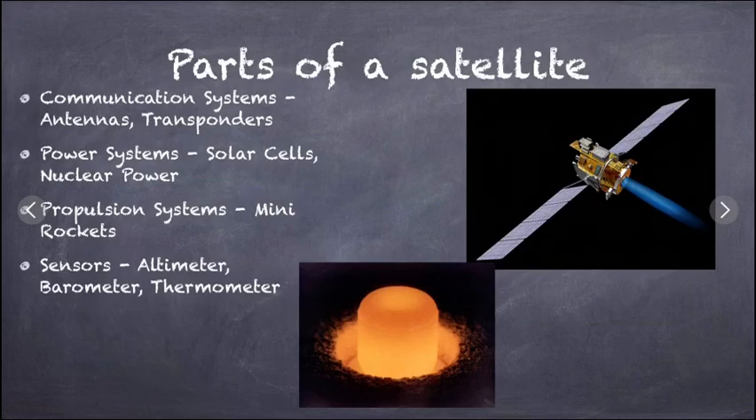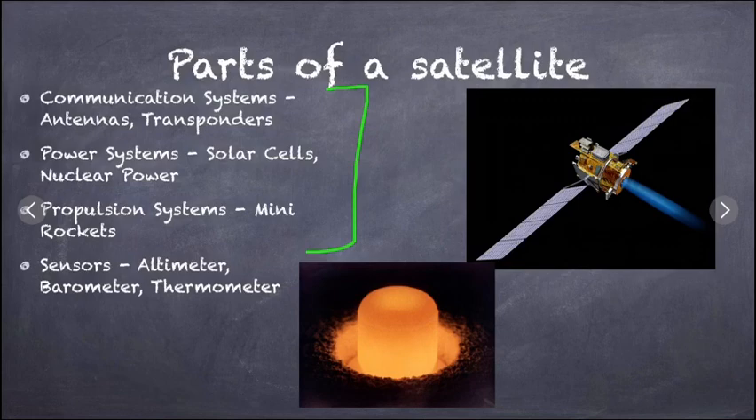Now, talking about the parts of a satellite. A satellite is basically a combination of three or many systems. The main three are the communication system, the power system, and the propulsion system. Now let's talk about each of them in detail.